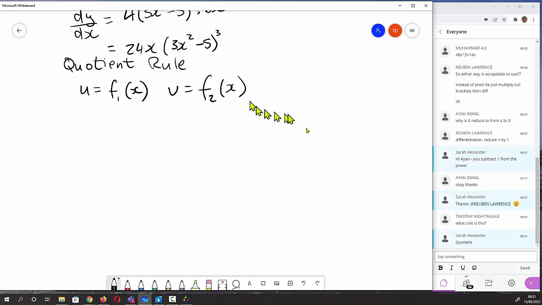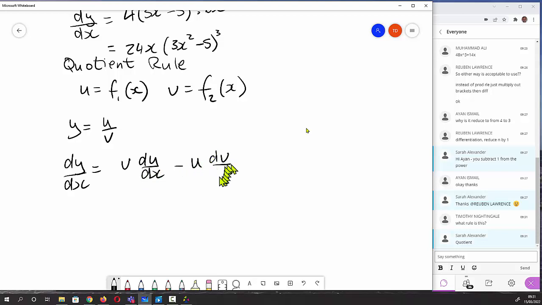Okay, that's the quotient rule, and what we want is y is equal to u over v. So dy by dx is equal to, and this is the rule, v du dx minus u dv dx, all over v squared. Okay, and that's the quotient rule.